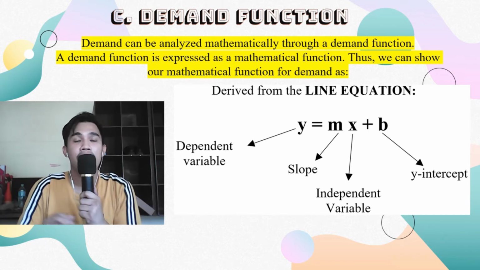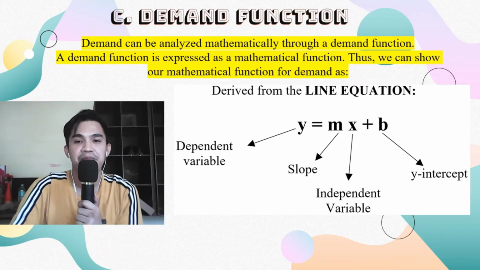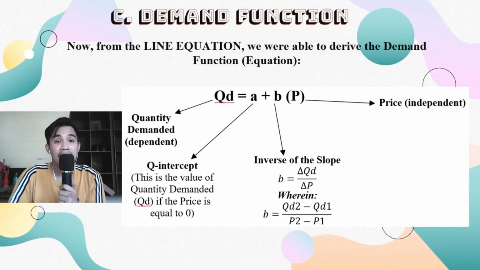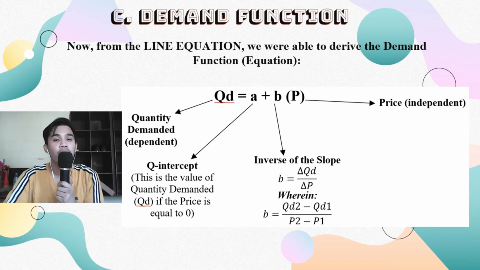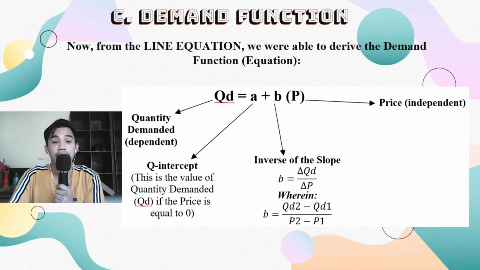So how did we derive our demand function from that line equation? From that line equation, we were able to derive this demand function. So we have now QD = A + B × P. Our QD there is the quantity demanded, our dependent variable. Then we have our A, which is the Q-intercept. This Q-intercept is the value of the quantity demanded if the price is equal to 0.